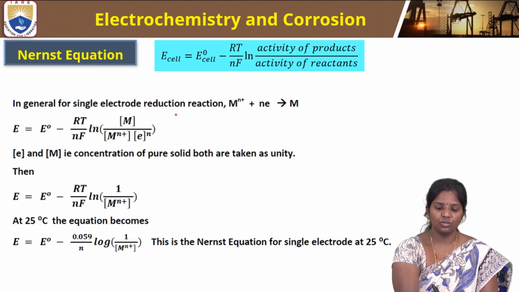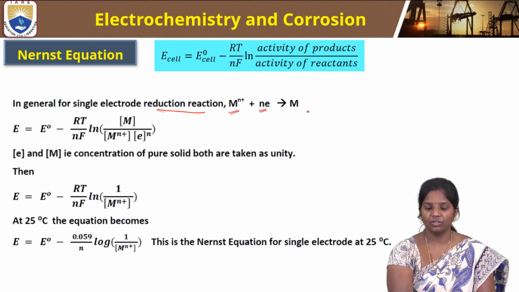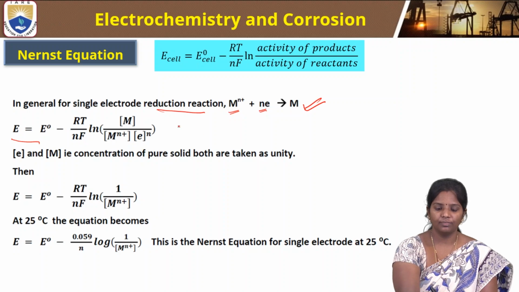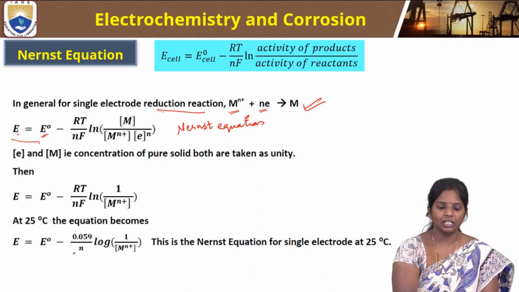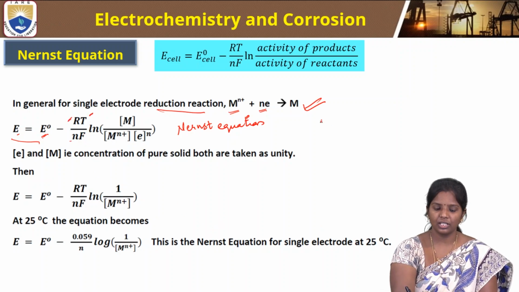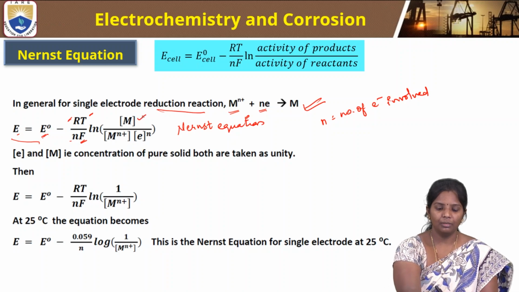For any single electrode reduction reaction, for example, a metal ion takes up electrons and forms metal. This is a simple reaction going on in any cell, and there we apply the Nernst equation. It consists of the EMF of the cell, the standard EMF of the cell, R the gas constant, T the temperature, N the number of electrons involved in the reaction, and F the Faraday constant. Then there is the product.